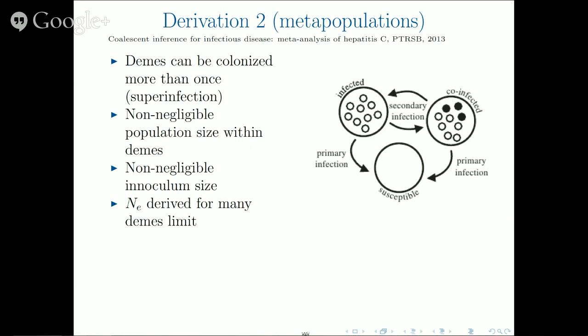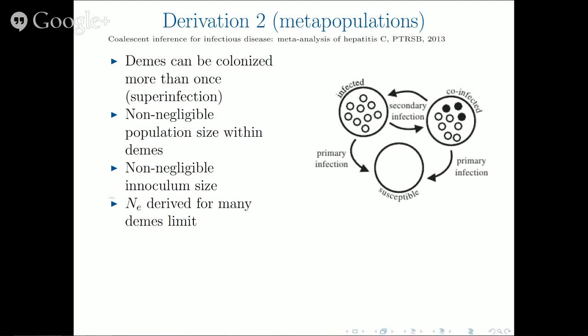Last year, Daniel Wilson and Bethany Dearlove published a model which relaxes a lot of the assumptions I had on the last slide. This was based on a metapopulation model where each deme in the metapopulation corresponds to a single infected host. According to their model, a deme can be colonized more than once, so there can be superinfection. There's a non-negligible population size within demes, so coalescence doesn't happen right away following a non-negligible inoculum size, so non-negligible diversity can be transmitted between hosts.